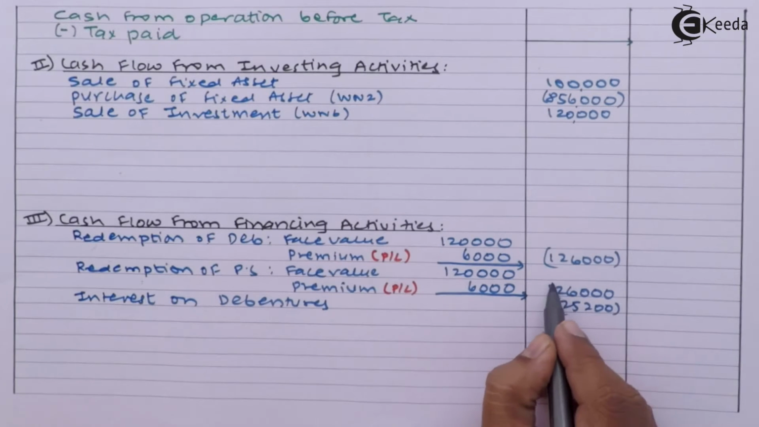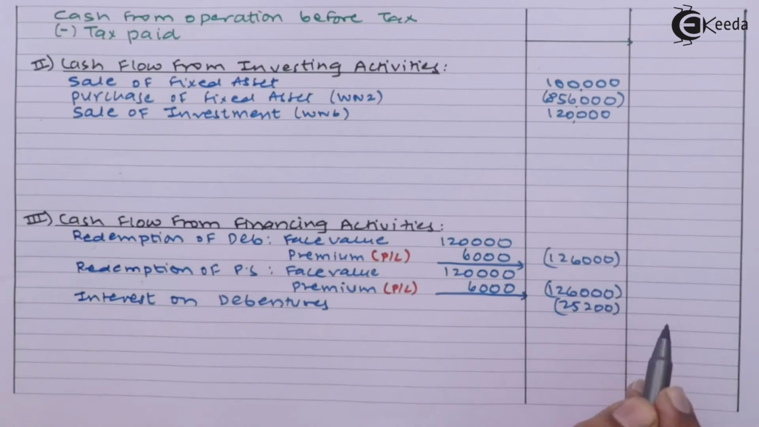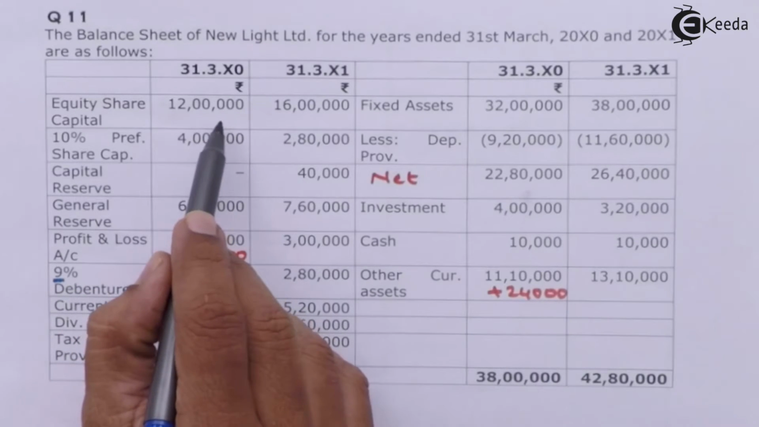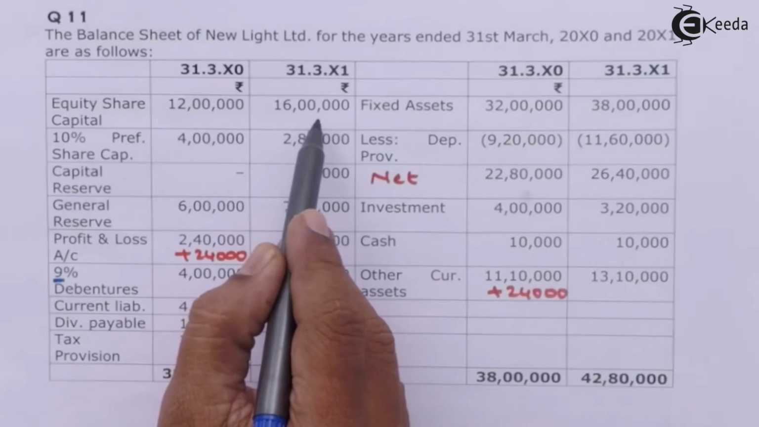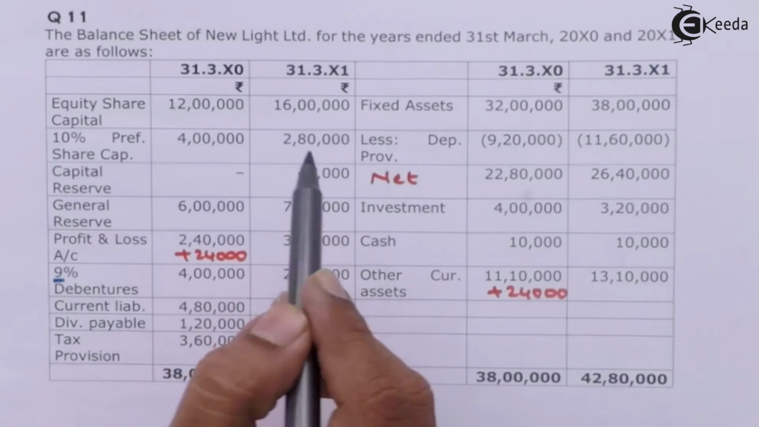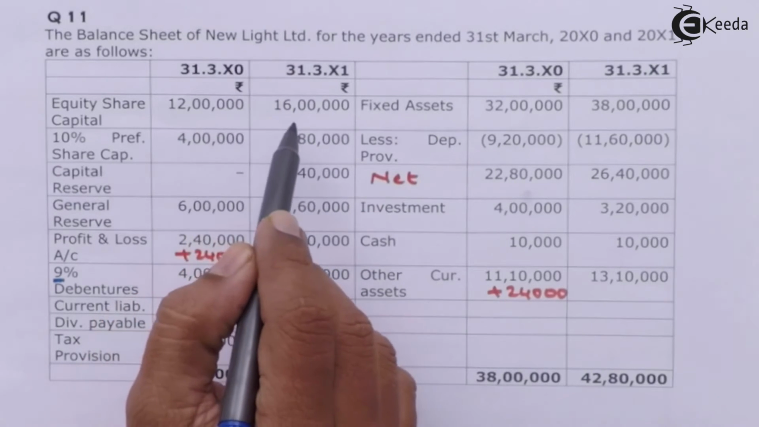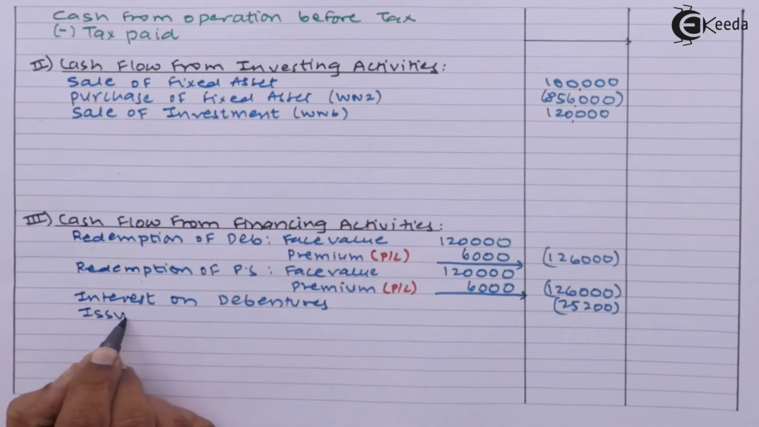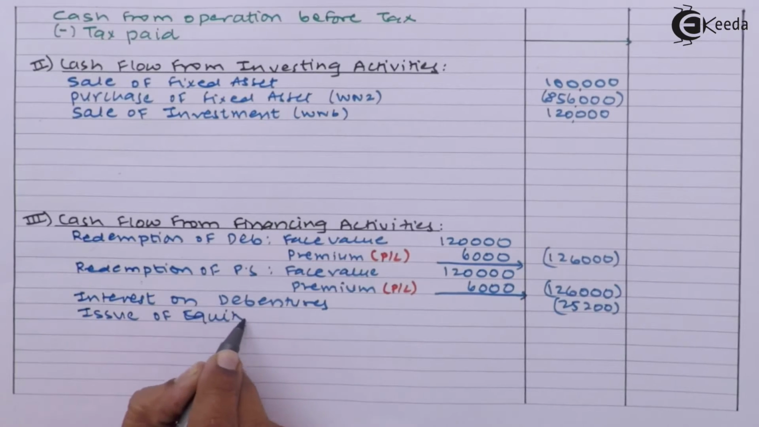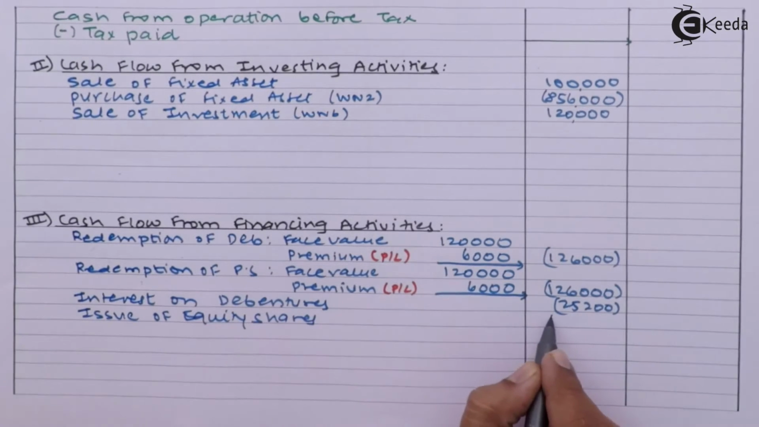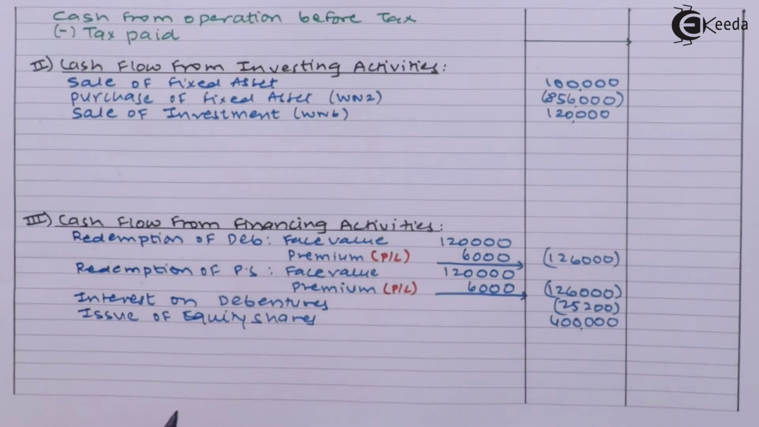Preference shares were also redeemed, so this 126,000 is also negative. All three figures are negative here. Now we will consider all remaining items of our balance sheet. Look at the equity share capital. Earlier it was 12 lakhs, now it is 6 lakhs. That means we have issued equity shares of rupees 4 lakhs. Cash comes in, therefore the figure will be positive.